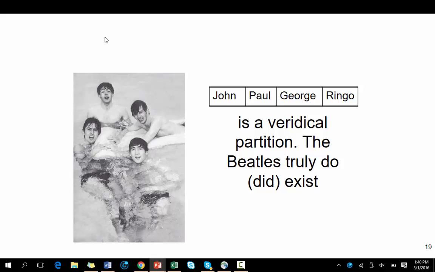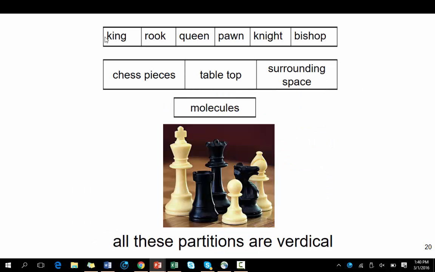Now, this is a veridical partition, as we say, but we also have non-veridical partitions. These are also veridical partitions. So this is a partition of the kinds of chess pieces. This is a partition of 3 kinds of things that are present in this image. And this is a partition of 1 kind of thing that is not present in this image. But if you're really interested in molecules, you can use the molecule partition to study what is depicted in this image. And all of those are veridical partitions.